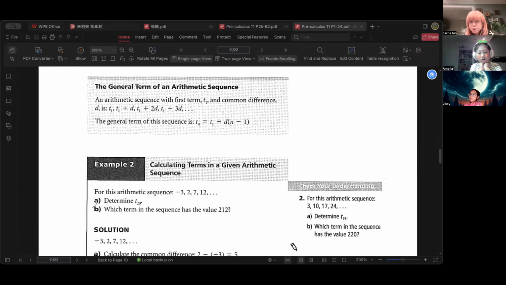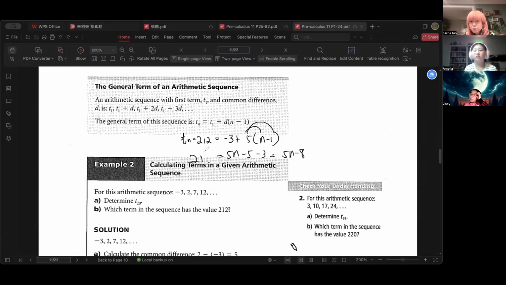Okay, so let's take a look at this one. Which term of the sequence has a value of 212? So this time we know Tn equals 212, right? But we don't know what n equals. Correct? We only know 212 is coming from -3 plus 5 times n minus 1. We can expand it out. So 5n minus 5 minus 3 equals 5n minus 8 equals 212. Correct, Amelia? So we're going to move this over: 220 equals 5n. So n equals what? 44.